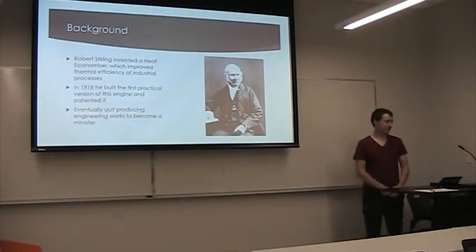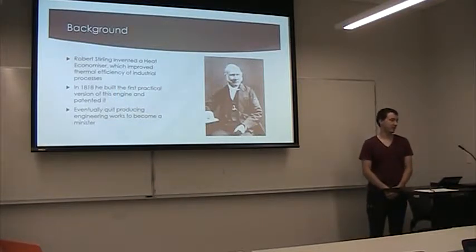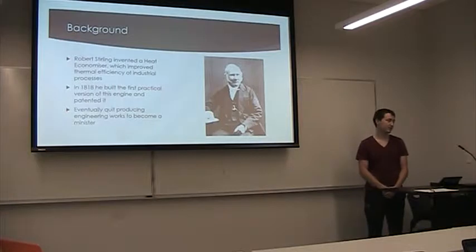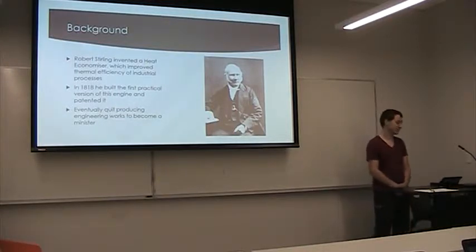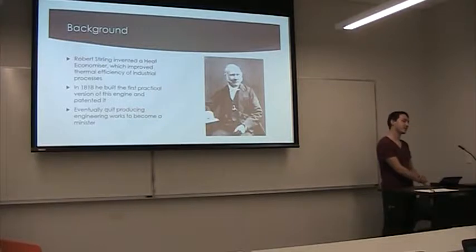So this gentleman is Robert Stirling. He invented the heat economizer, which improved the thermal efficiency of some industrial processes. And in 1818, he built the first practical version of the Stirling engine, and he patented it. And then eventually he quit doing engineering work, and he became a minister for like 50 years. So who knows what he could have done in that time.